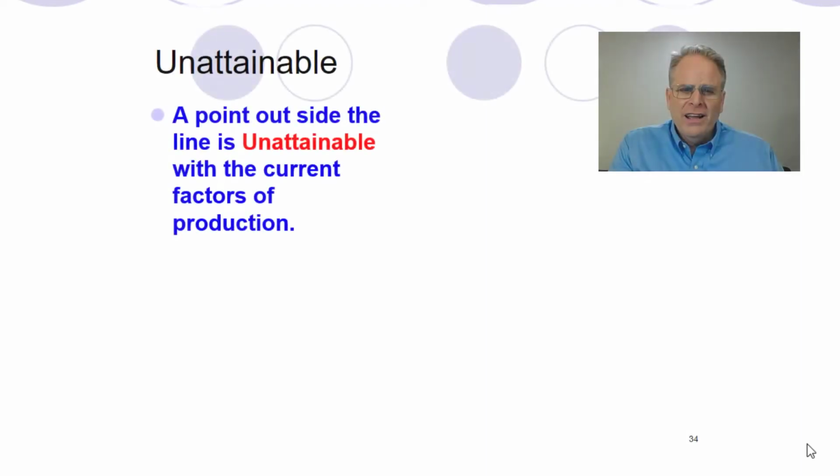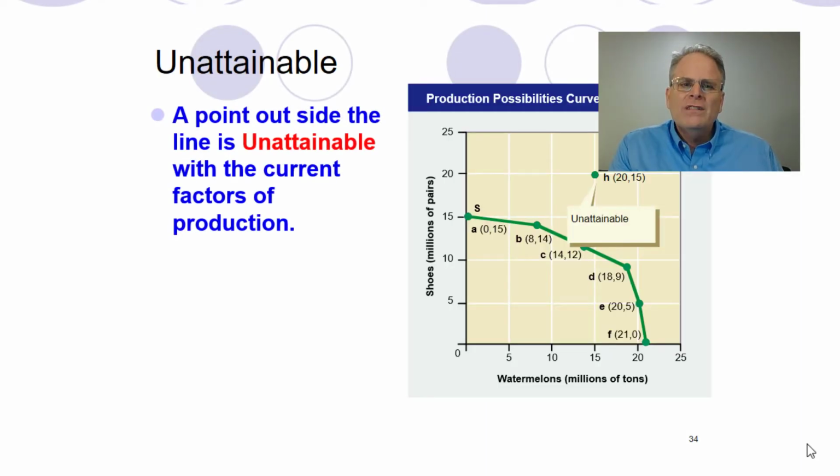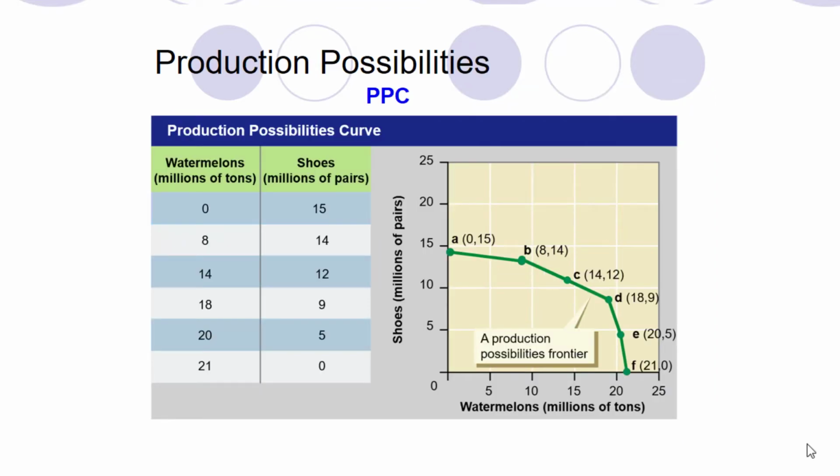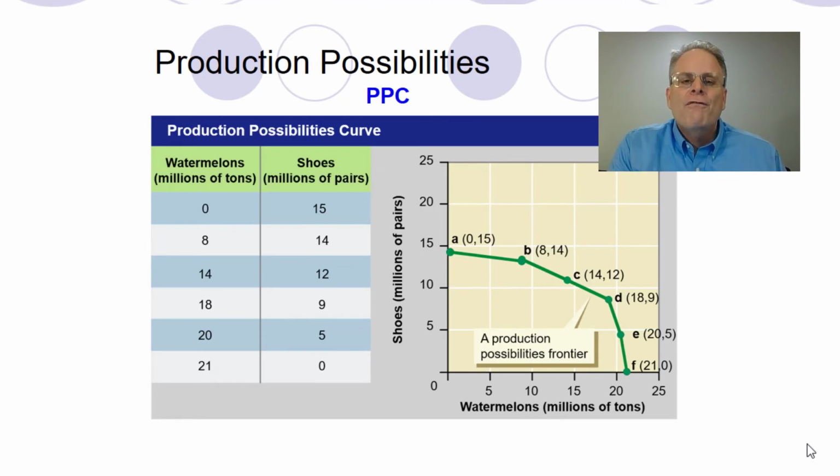Our last term for today is unattainable. A point outside the line is unattainable with the current factors of production. Think about it. If all the resources of production are being used to the maximum capacity at the frontier, we can't produce any more. It's unattainable to produce at that level. So there we have it. Our first graph in economics, the production possibility curve.